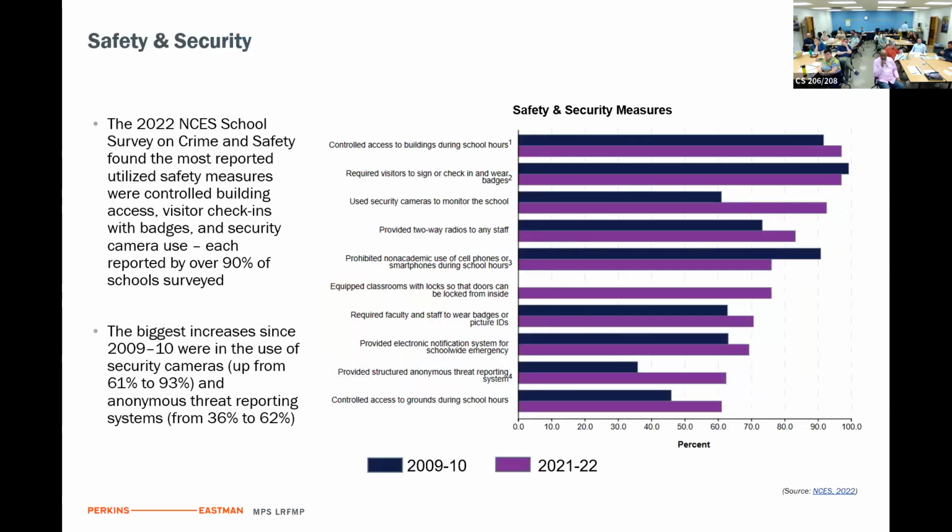Safety and security. This is specifically looking at building safety and security and different metrics there, and what's changed over that 10-year period from 2009-10 to 2021-22. Security cameras have jumped, just noting that classroom door locks weren't measured in the first go, which is why it jumps from 0 to 70.